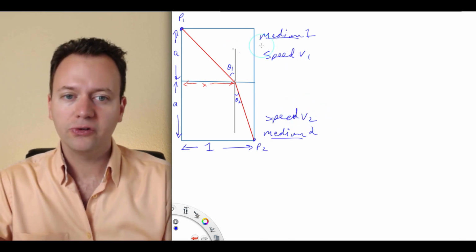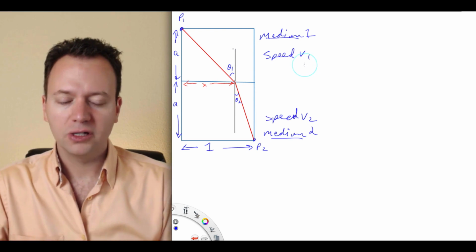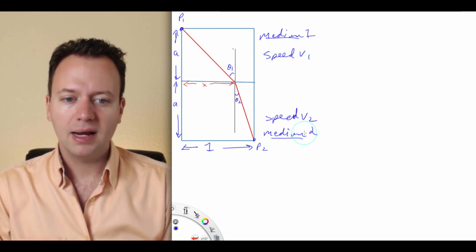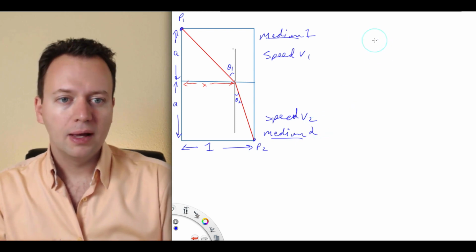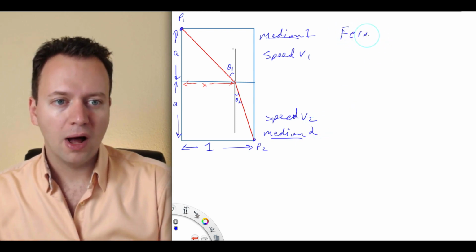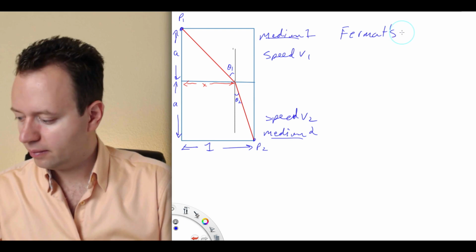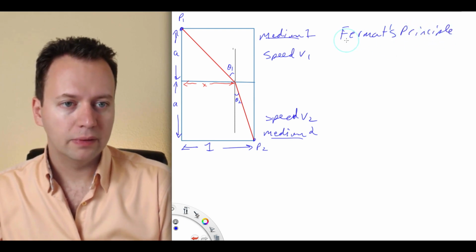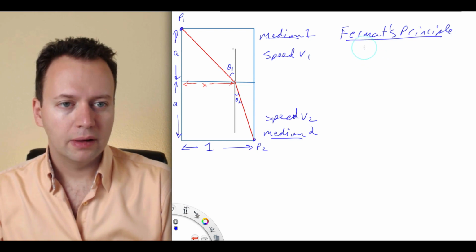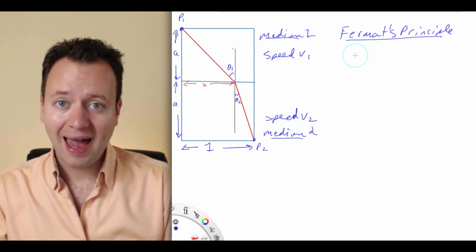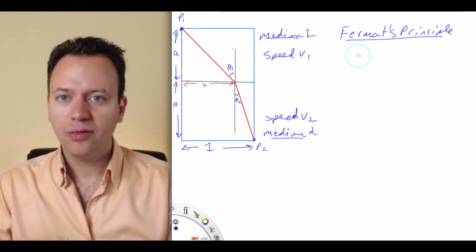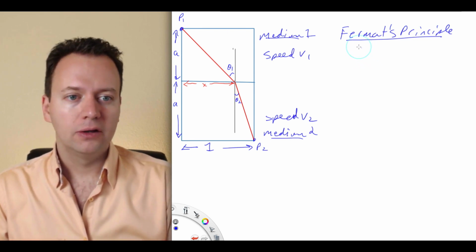So let's say through this first medium, which in your mind you can just think of air, light travels with speed V1. And then the second medium, light travels with speed V2. Now, this plays into Fermat's principle of least time, which basically says the path that a photon actually chooses is going to be the path that minimizes its time.